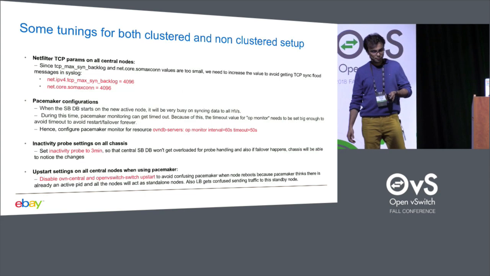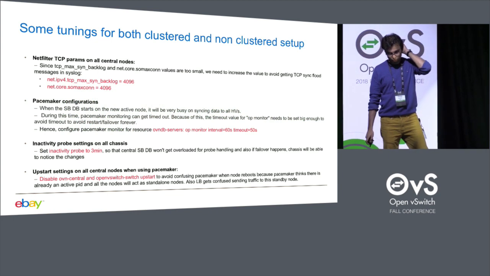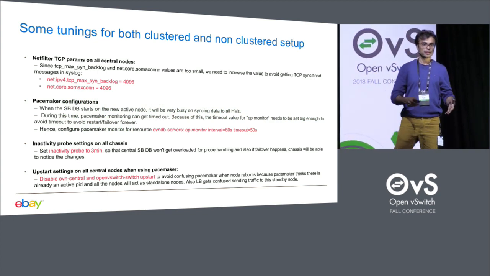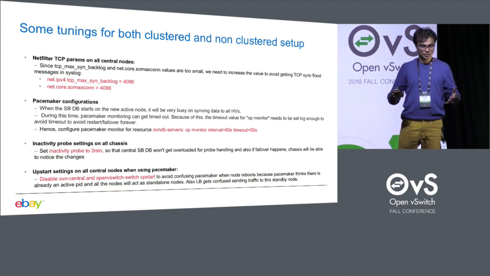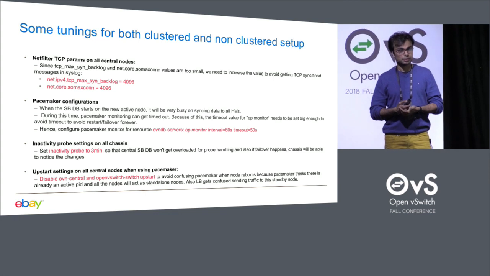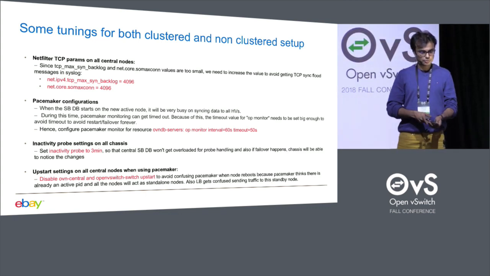There are some tunings which we wanted to share as part of what we noticed. All of a sudden, when 1,000 chassis try to connect to the central node, you will see, for example, TCP SYN flood messages in the syslog. So you definitely need to tweak that. Some of the tunings for pacemaker also need to be handled.